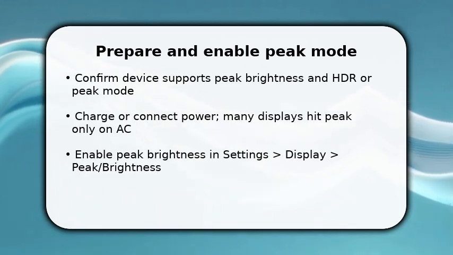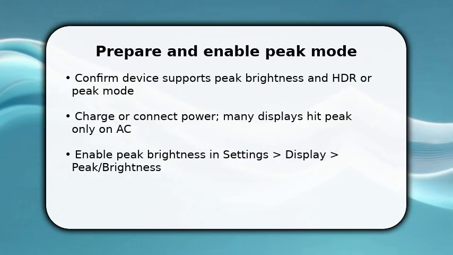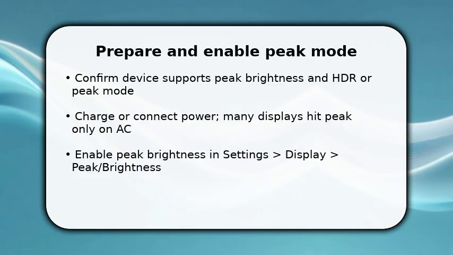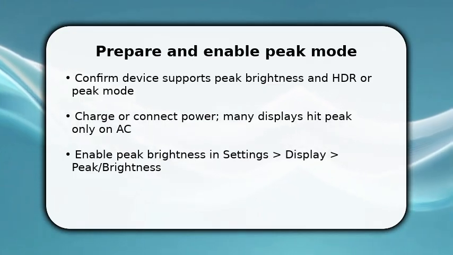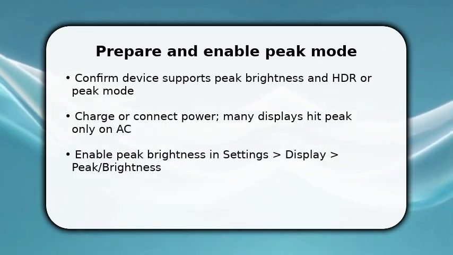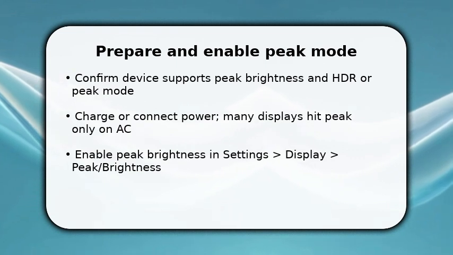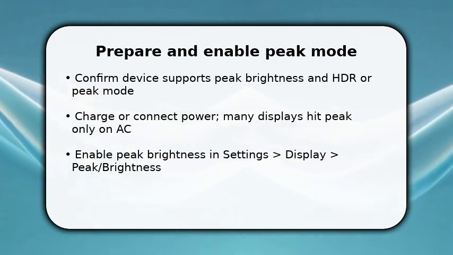Now open Settings, go Display, then locate Peak Brightness or HDR Peak and enable it. You'll notice a warning. Accept it to allow temporary high luminance. This step unlocks the capability. Do it now so you can control how bright the display will go for highlights.